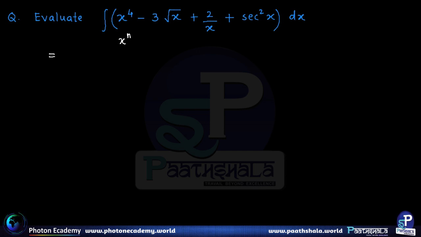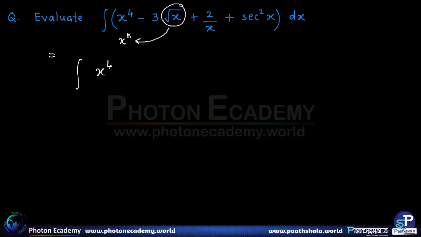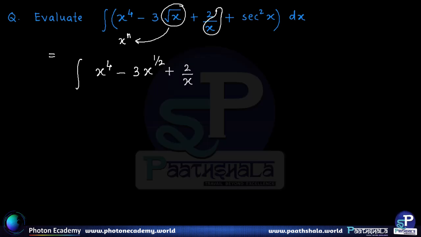Now the second term, which is root x, is not in standard form. So we have to somehow write it in the form x raised to n, right? So let us write x raised to 4 as it is, minus 3. Now root x is nothing but x raised to half, correct? Plus we will write 2 upon x as it is, because out of 2 upon x, the term 1 upon x is directly integrable. And lastly, the term sec square x as it is.